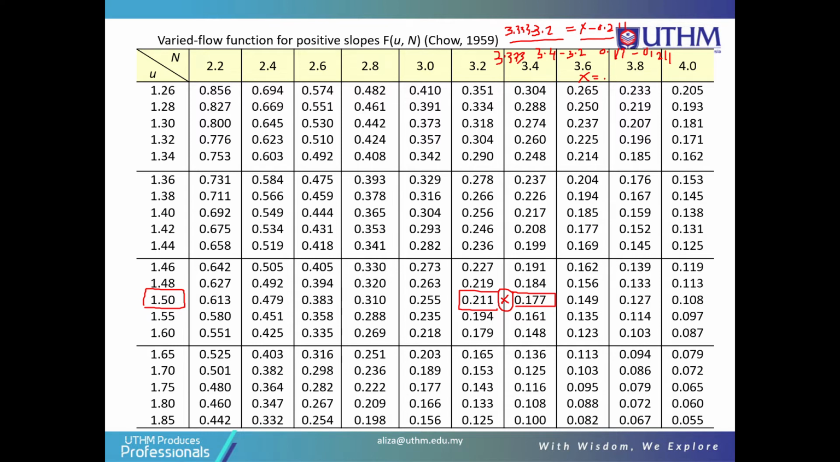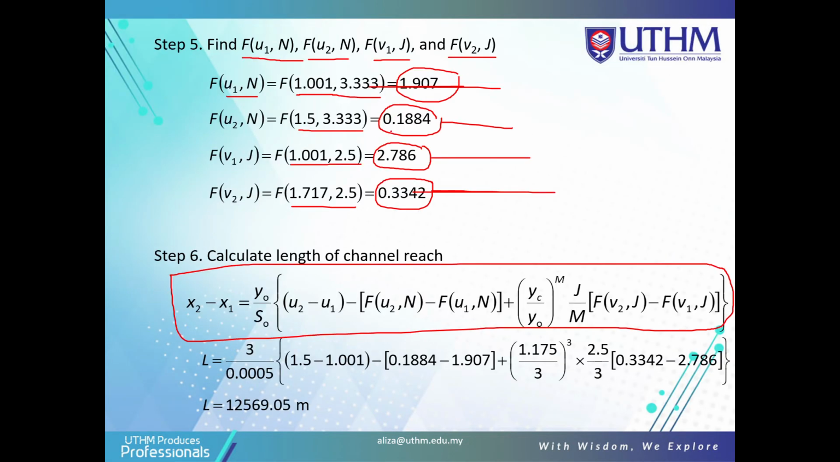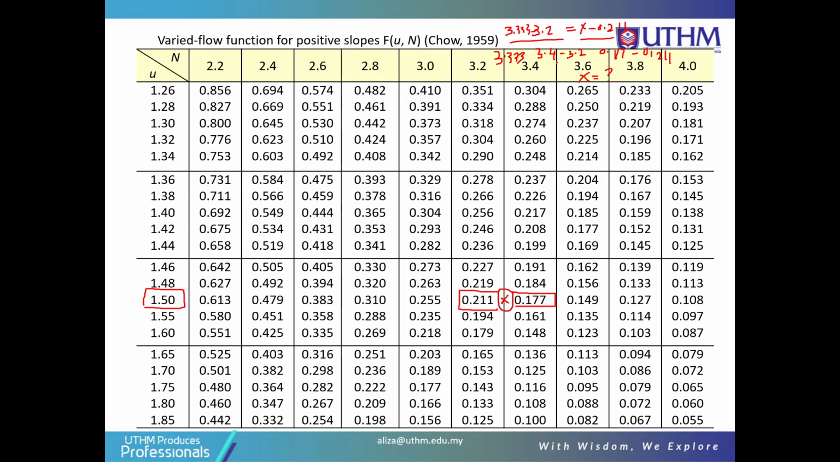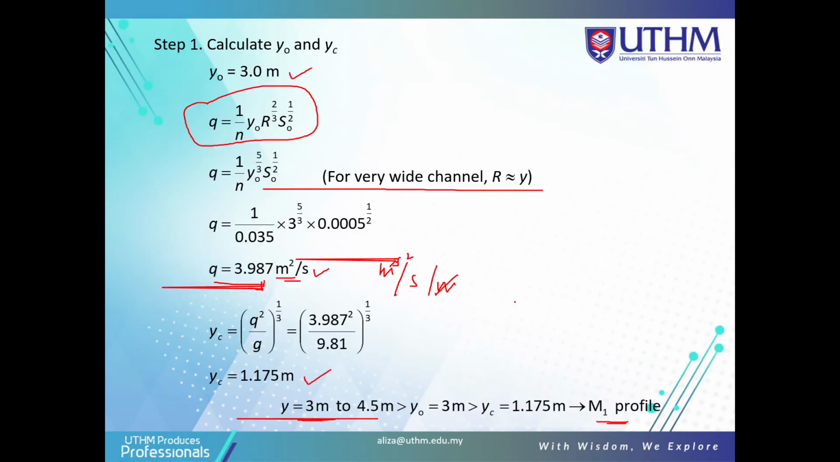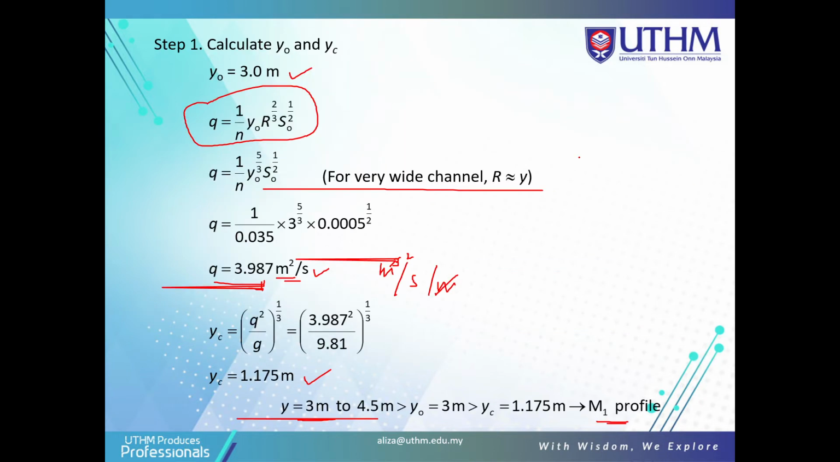So you get the value of X based on this value. So maybe 3.333 minus 3.2, divided by 3.4 minus 3.2, is equal to the value that we find here: X minus 0.211, over the difference of the table values. So you get the value here, and 3.4 minus 3.2.